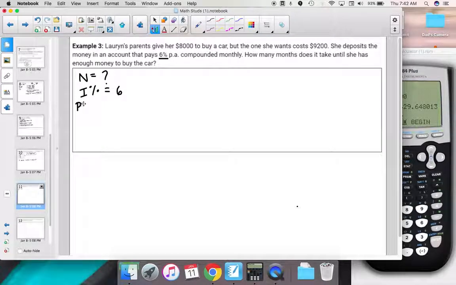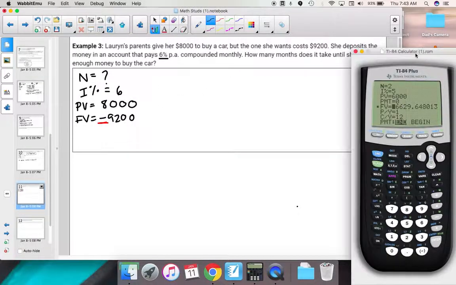Her present value is going to be the $8,000 her parents have given her to buy the car. Her future value here is $9,200. That's how much she eventually wants to have. But we need to make that negative. And that's really important. One of those values always has to be a negative number. Doesn't matter if it's present value or future value, but one of them needs to be a negative number.